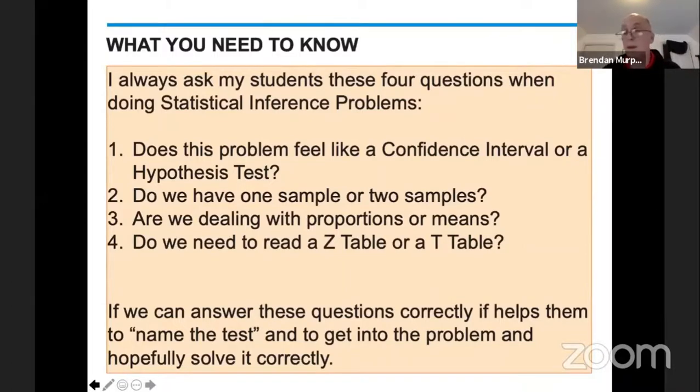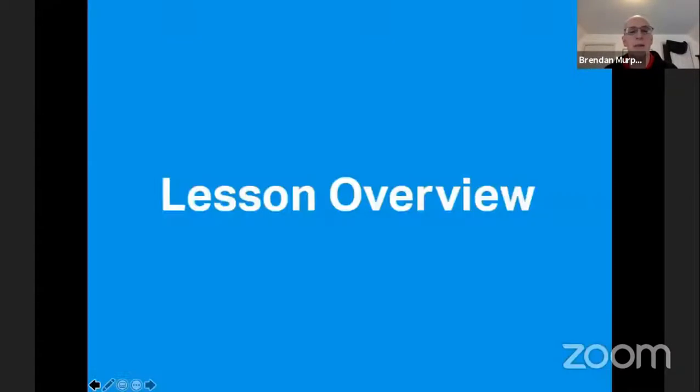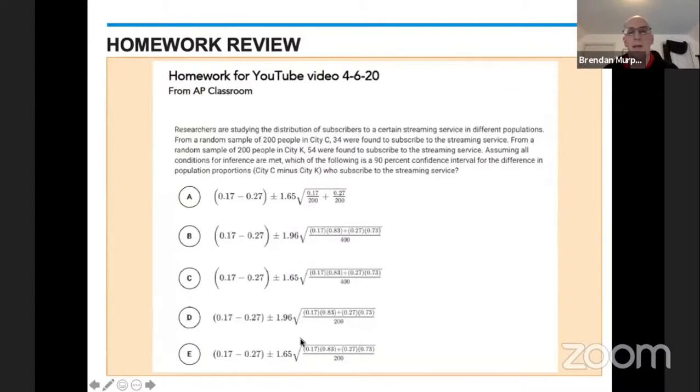But some students like to read tables. I think last week I said that I was a little old school, perhaps, and I still teach reading a table. But if you're good using your calculator, that's okay too. So again, if we can answer these 4 questions correctly, it helps them to, quote unquote, name the test, and I'll model that later today. Perhaps get into the problem, and again, hopefully we solve it correctly. So I'm just going to go back to Luke's homework problem. I'll give you 20 seconds or so to read the problem, and then we'll dive into it.